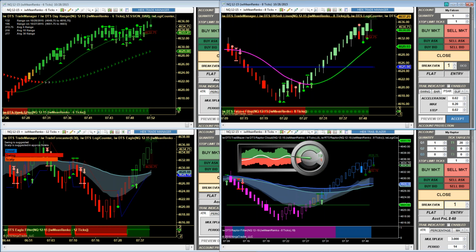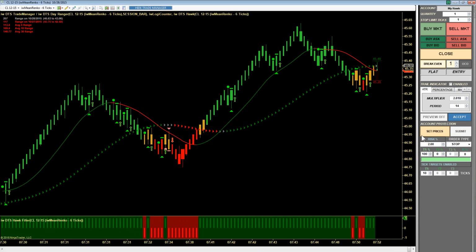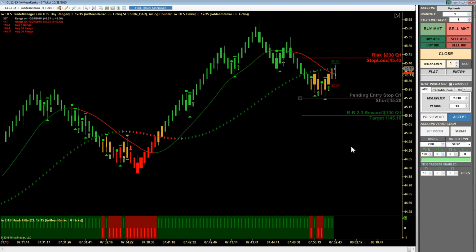Well, we might see something break out here yet. Here's crude oil on the hawk with a red bar buy. Now the red bar buy is that signal that we can actually do the contra. We can trade it as the failure, if this market is going to head lower.